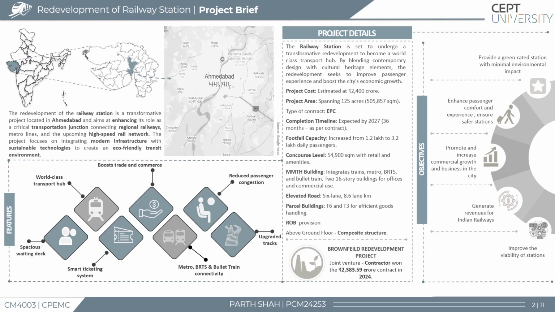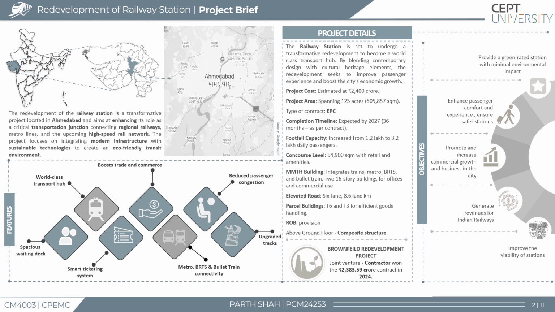Starting off with the project brief, this gives an overview of a major brownfield redevelopment project, which is the transformation of a railway station into a modern and world-class transport hub. The MMTH, which is Multimodal Transport Hub, integrates various forms of transportation, enhancing connectivity and commuter convenience. The project scope here consists of several key infrastructure components.